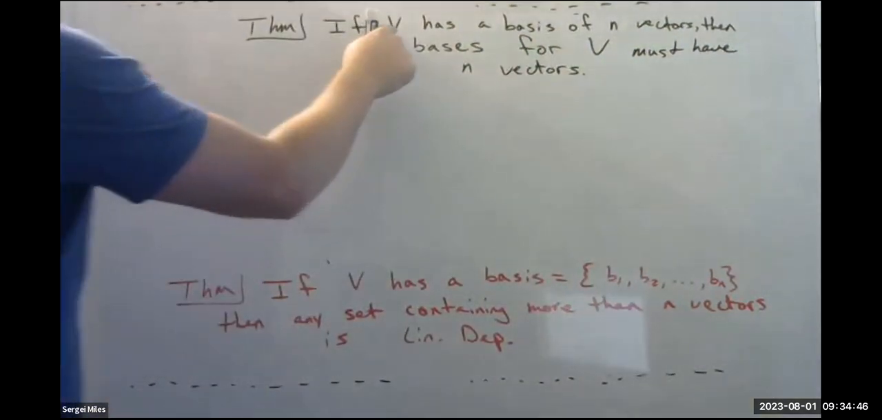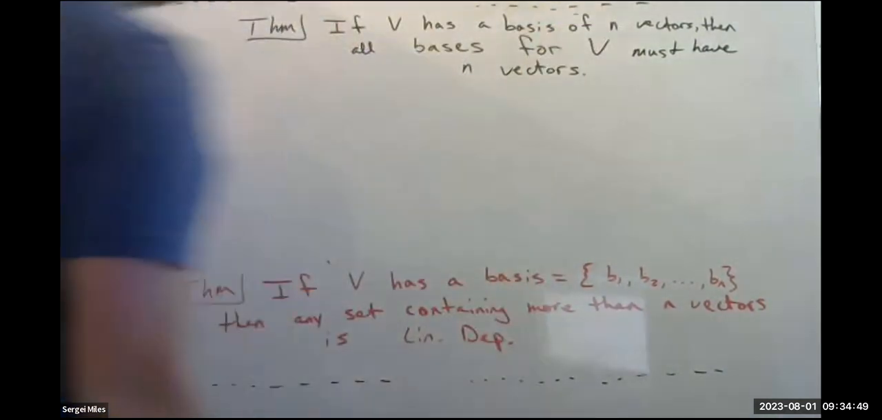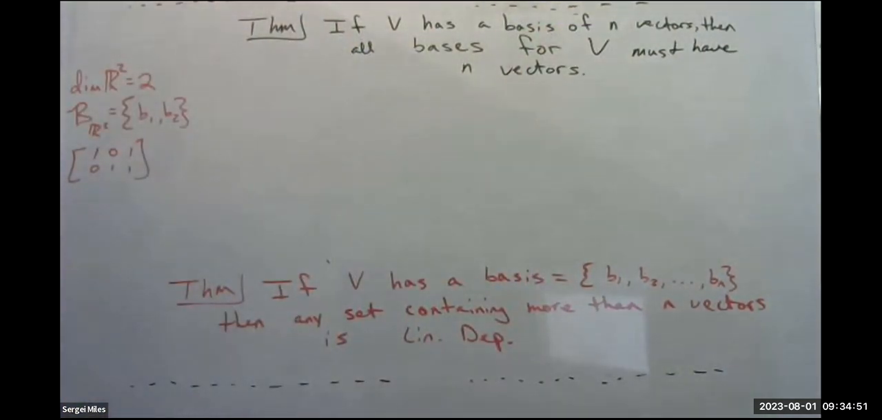Again, why? Well, if a vector space already has a basis of n vectors, that means its dimension is n. If its dimension is n, that means you must have at least n linearly independent vectors to span that space. Think about R2. R2 is two-dimensional. You need two axes in order to span that space. You need two linearly independent vectors. Every basis for R2 must have two vectors. Okay, so this theorem we already kind of knew, we just haven't written it out.